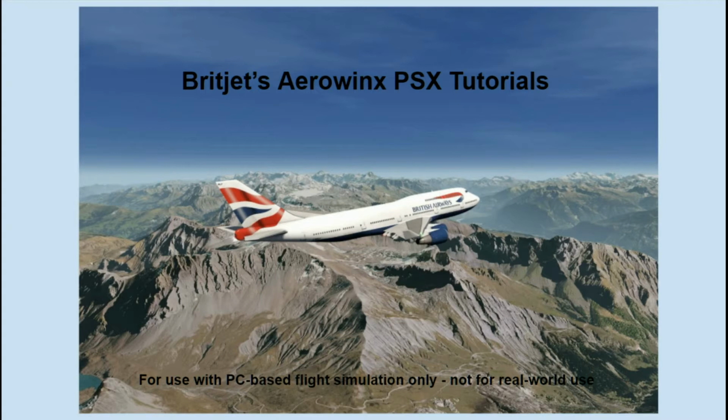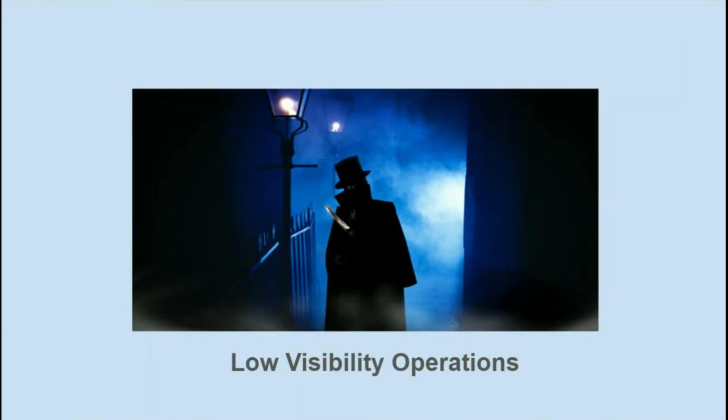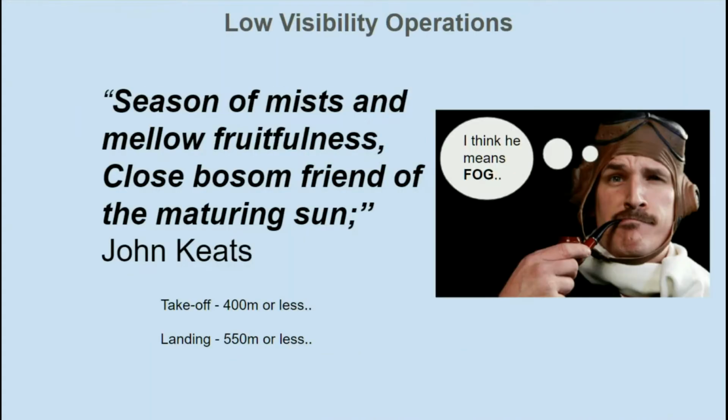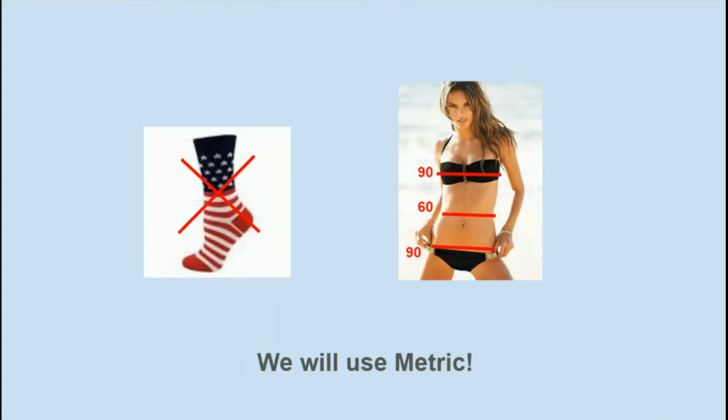So moving on, for the PC guys, the guys who are having fun, we are going to look at low visibility operations. Now by that I mean takeoff with a visibility of 400 meters or less, or 550 meters required for landing. And the focus will be on low visibility procedures as used in a generic airline, who know where I live and pay my pension.